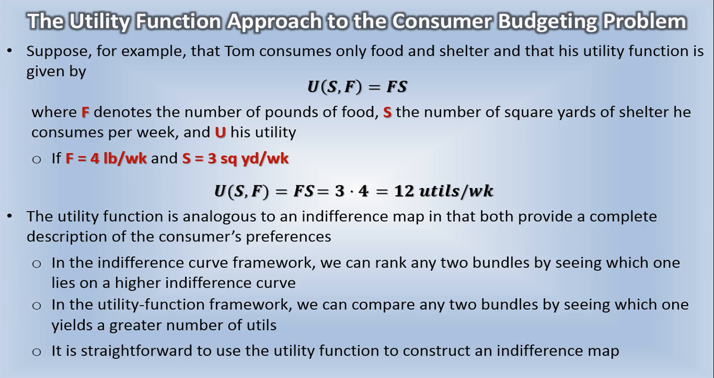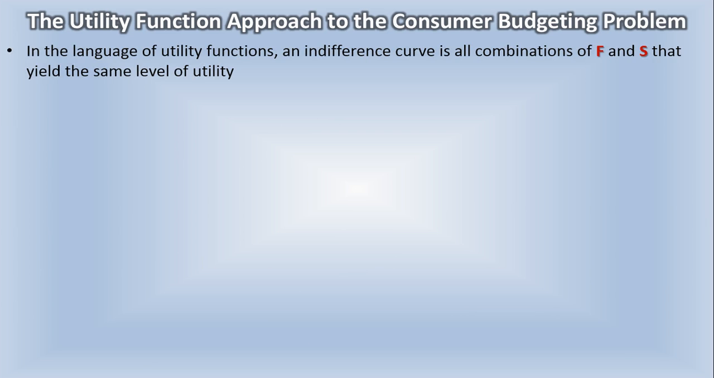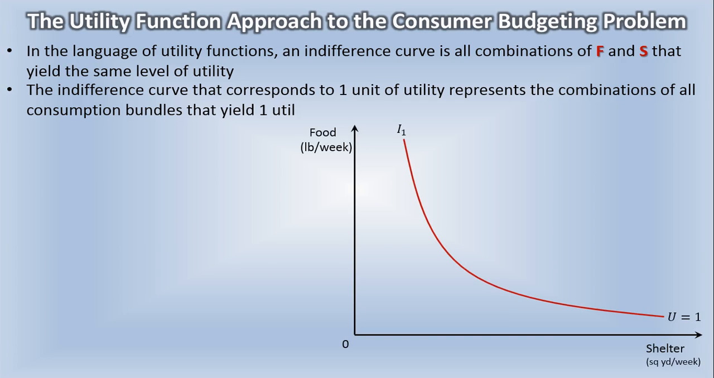So now I reveal to you that an indifference map is actually what are called traces of a three-dimensional utility function. In the language of utility functions, an indifference curve is all combinations of F and S that yield the same level of utility. The indifference curve that corresponds to 1 unit of utility represents all consumption bundles that yield 1 util. So all these bundles, in this case, yield 1 util along this indifference curve.